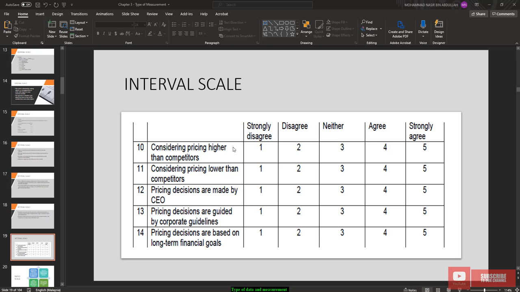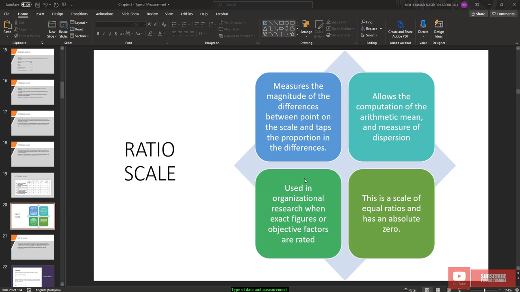So for example, for interval scales we have, for example, this type of question. We have strongly disagree until strongly agree. You can treat this one as an interval scale, right?